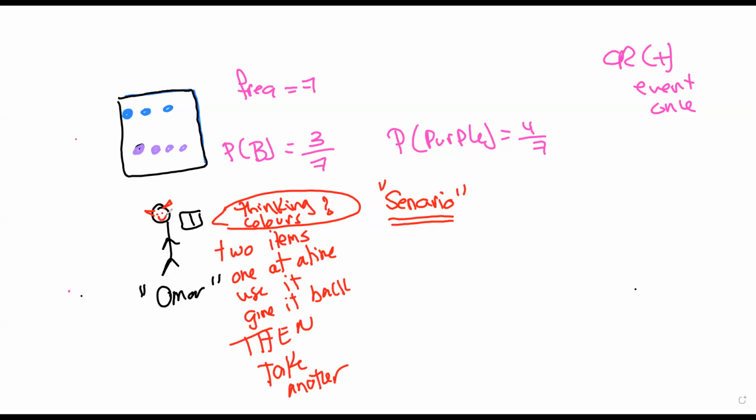So let's see, how do we write the scenario in these questions? How do I write the scenario? Now, Omar is going to take 2 items. 2 items is always translated into first and second. First and second. As we agreed, we're going to use the word "and" here.